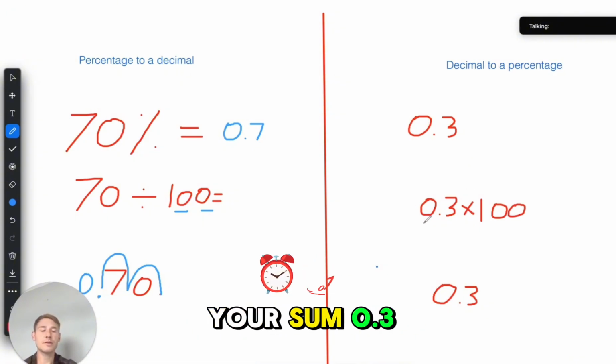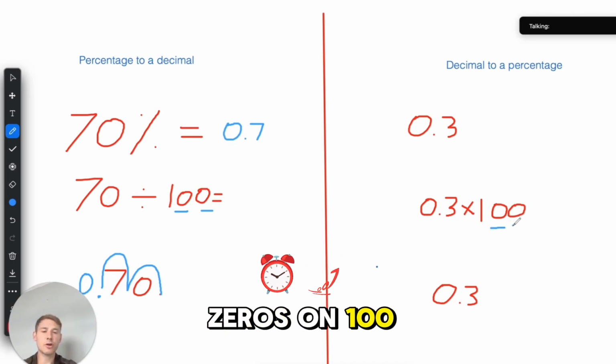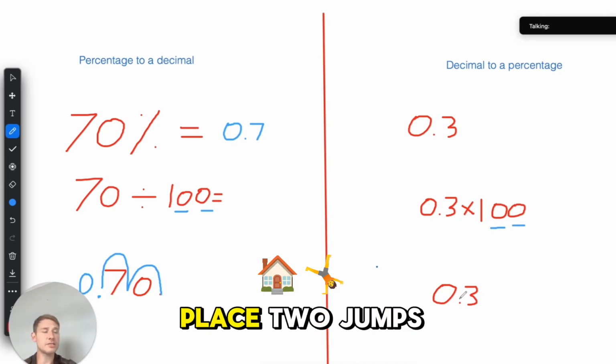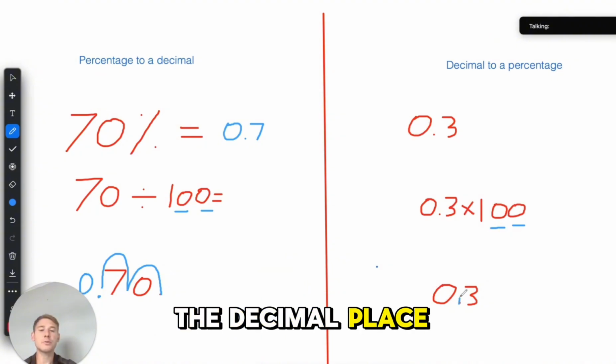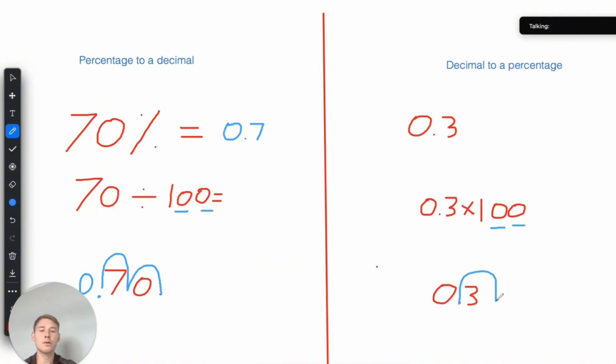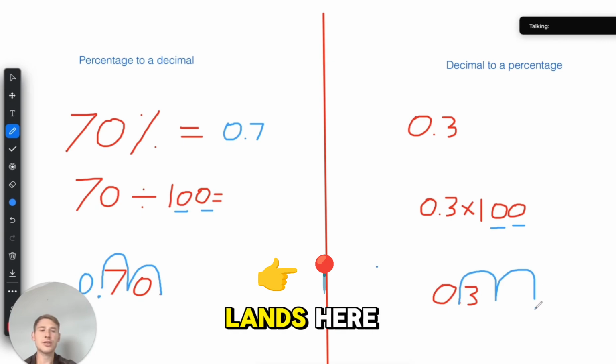So write down your sum, 0.3 times 100, 2 zeros on 100. So we're going to move this decimal place 2 jumps to the right. We're always going to go from the decimal place. We're going to go 1, 2, decimal point lands here.